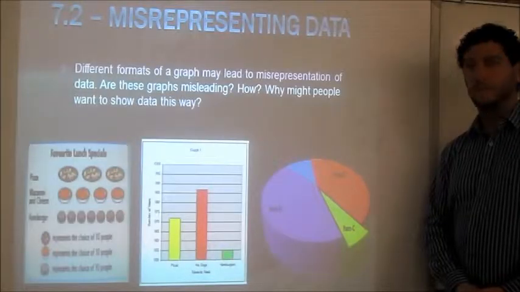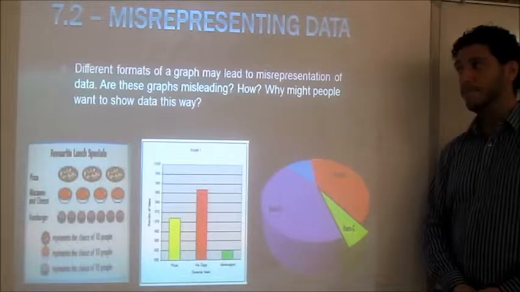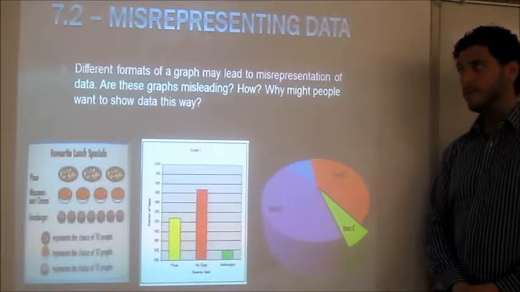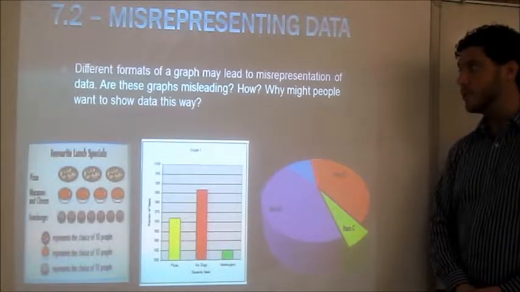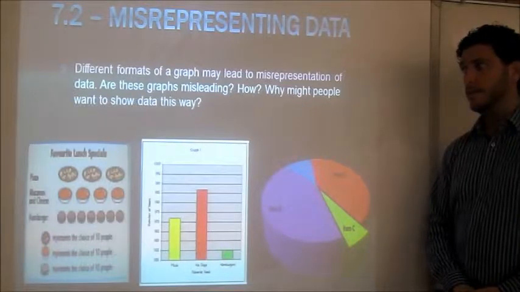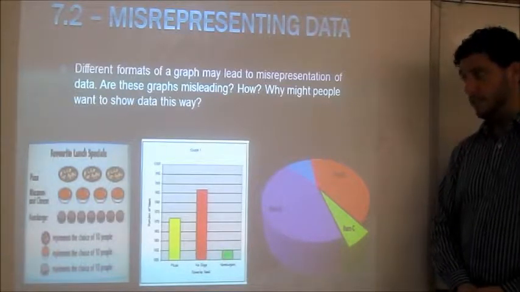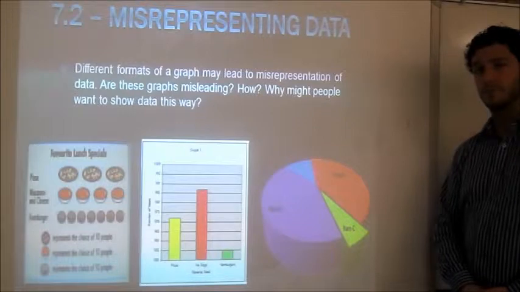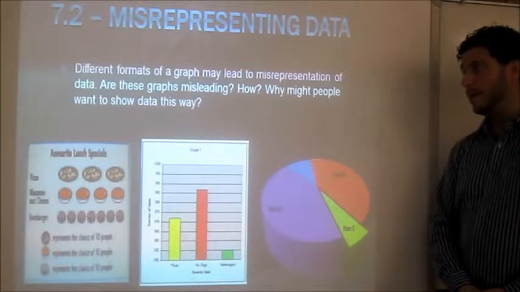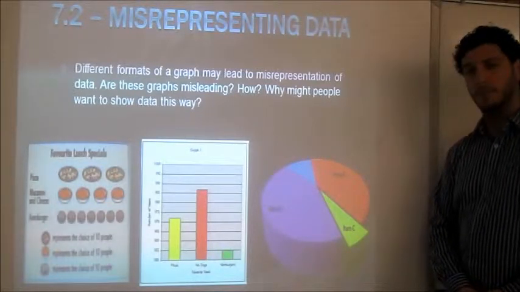Topic 7.2, misrepresenting data. Different formats of a graph may lead to misrepresentation of data. Are these graphs misleading? How? Why might people want to show data this way? Is this pictograph misleading?